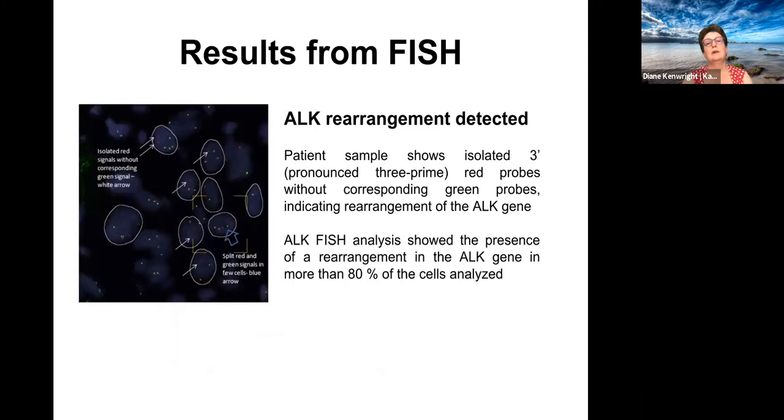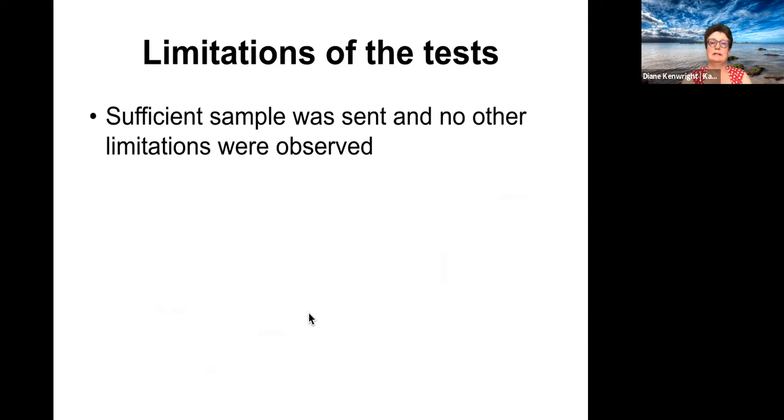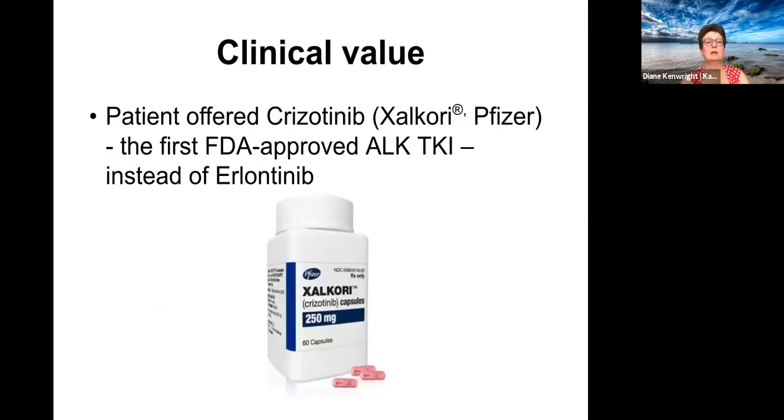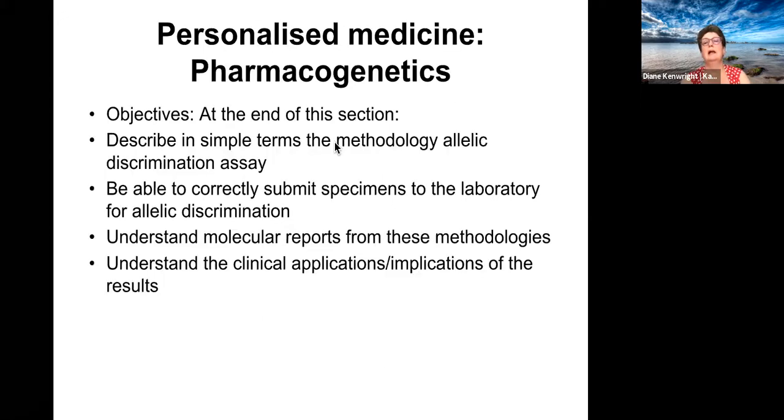So here this was the FISH and an ALK rearrangement was detected. The red and green signals split in some cells, and therefore we were able to detect the ALK. So limitation of the test, sufficient sample was sent and no other limitations were observed. And there they get crizotinib rather than erlotinib, and we can do that.